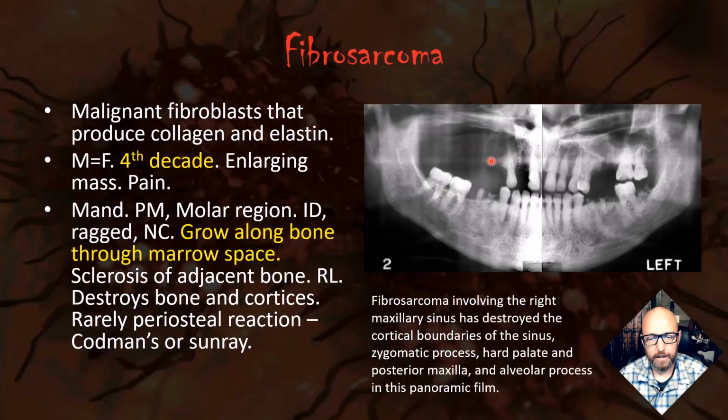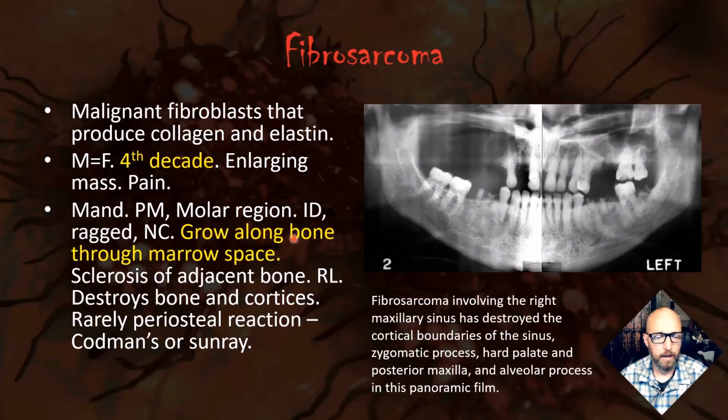If they had teeth here, maybe the bone's been destroyed so much that they're just falling out at this point, but you might have that tooth floating in air appearance. Fibrosarcoma, a little bit younger, this peak prevalence compared to your carcinomas, your squamous cell carcinoma. So peaks in the 4th decade, meaning in the 30s, if you didn't get that. An enlarging mass can cause pain, as you would expect with malignancy.